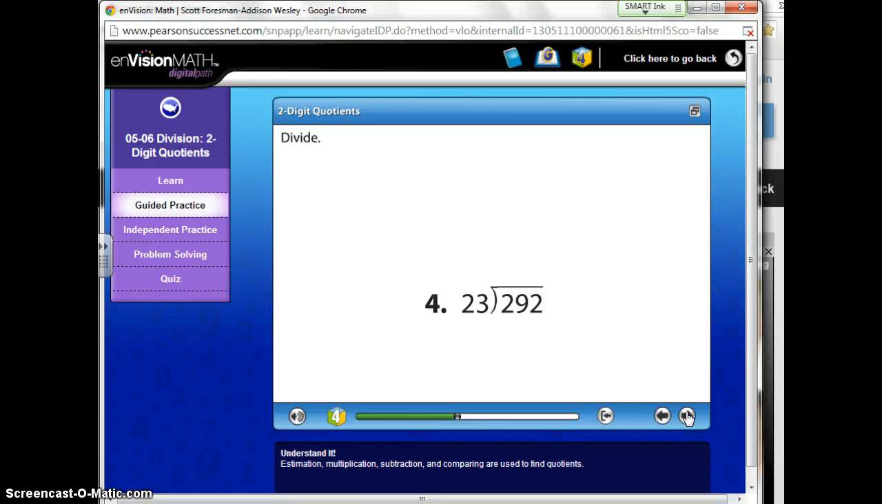Okay, let's get started. How many 23s are there in 2? Okay, I'm going to hold up 2 fingers. How many sets of 23 do you see? No. How many times does 23 go into 29, Alexis? 1. Now here's one you can do in your head. 1 times 23. Right?